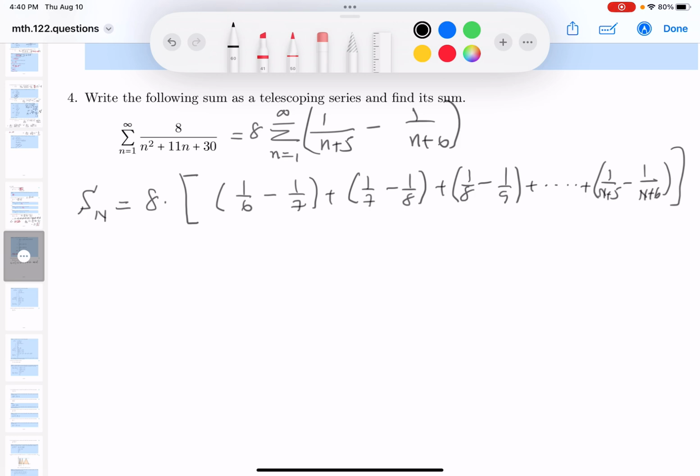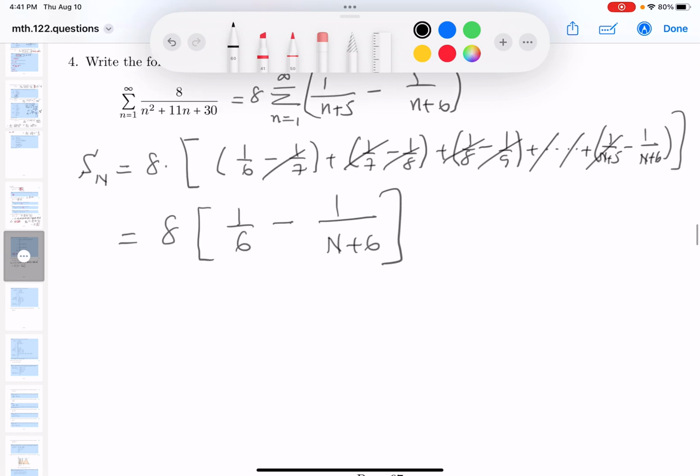All right, let's take a look at it. I'm going to say disappears, disappears. I hope you realize, even though I don't have it written down, there's something over there that would disappear, and something that would disappear. So a lot of things disappear. What am I left off with? 8 times what's left over there: 1/6 minus 1 over n plus 6. All right, that's Sn, by the way.